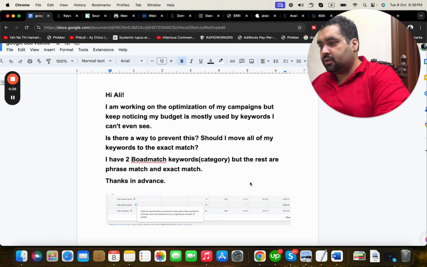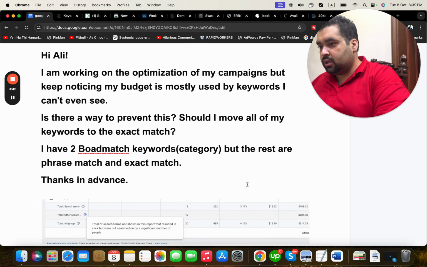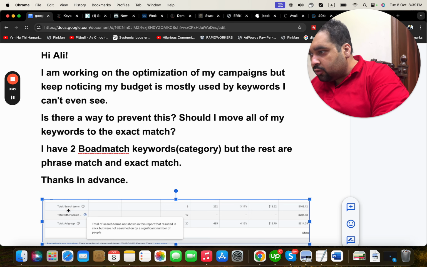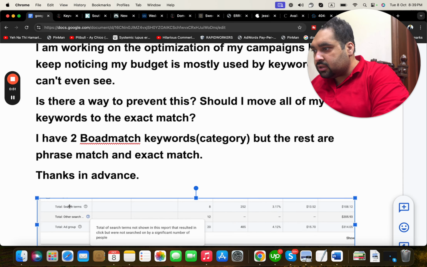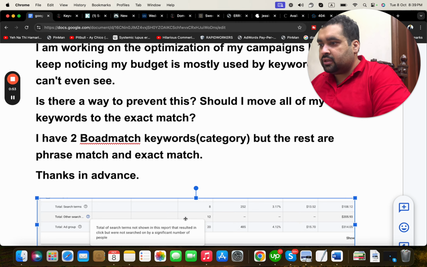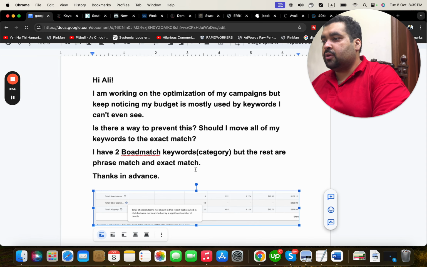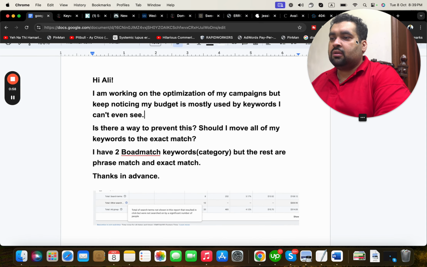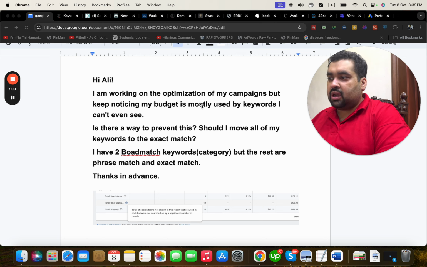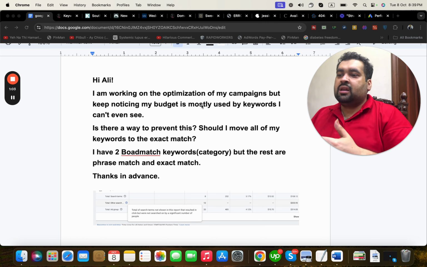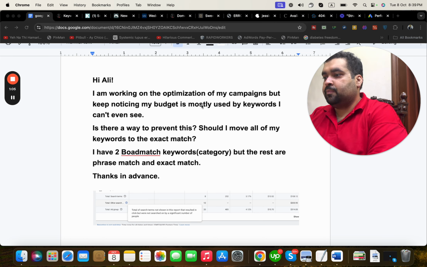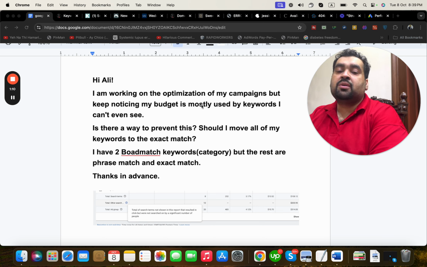The question is regarding, so you can see over here that this is, if I look around, you can see that this is a total of 8 search terms and other search items are 12. Most people don't know where the keywords are being used, they can't even see, but you know that because you're running broad match and phrase match.